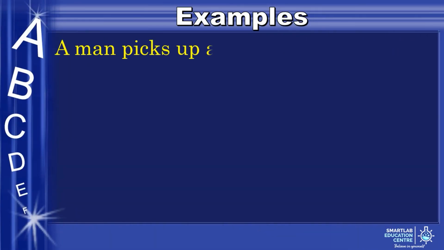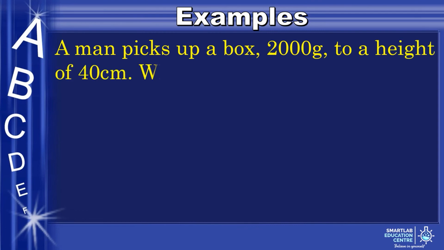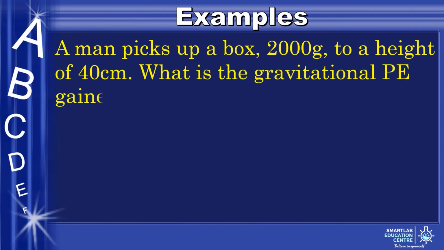A man picks up a box, 2,000 gram, to a height of 40 centimeters. What is the gravitational potential energy gained by the box?